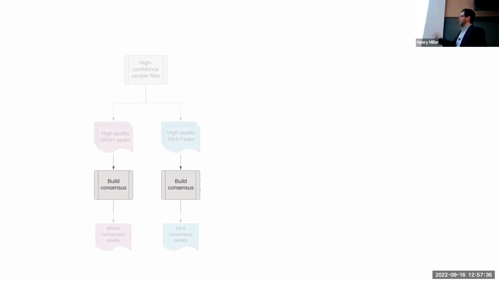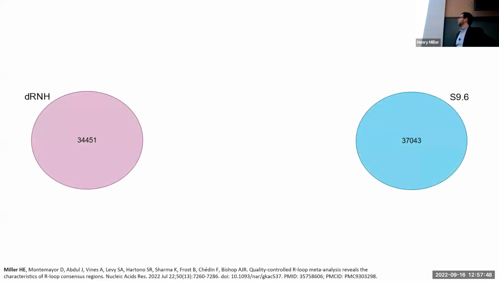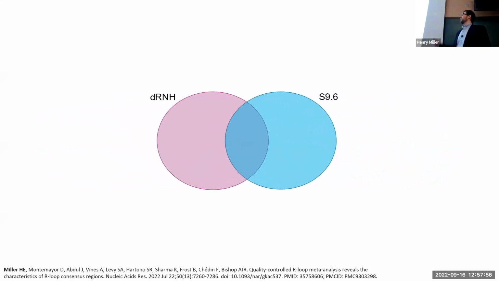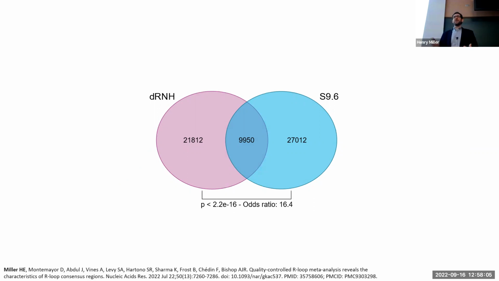Okay, good. So then we took these DRNH and S9.6 consensus peaks, and we used them for our meta-analysis. Roughly 35,000 consensus peaks were found for each. And then when we overlapped them, very interestingly, about 10,000 were shared between them, and that overlap was also quite significant. But it was really curious to see that even with that much overlap, there was also a lot that was different. Now, I'd already alluded to the idea that we expect these to map somewhat different populations of R loops, but this seemed like a lot more than I was anticipating.